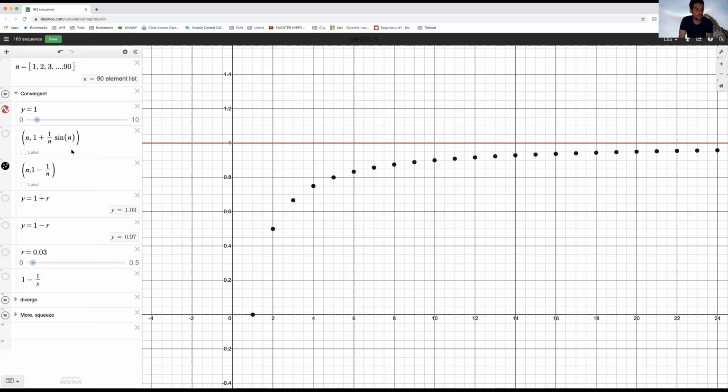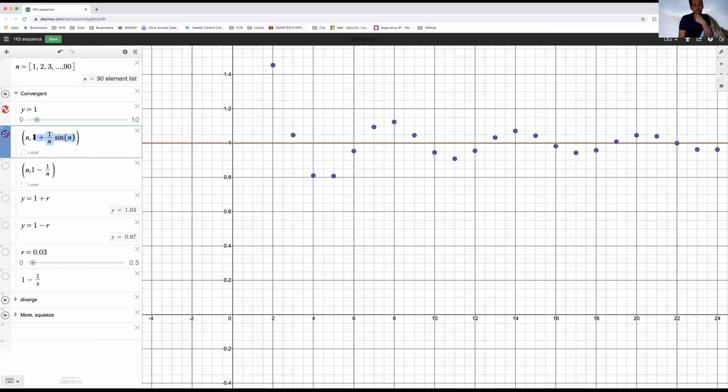Let's see. All right, so here's a slightly more complicated sequence. This is the sequence where a sub n is equal to 1 plus 1 over n times sine of n. Okay. Now, I'm not going to go through too much working out the values here, but let's just look at this expression over on the left here and think about what's going to happen.